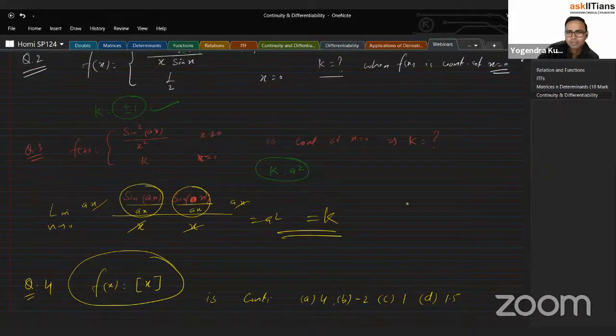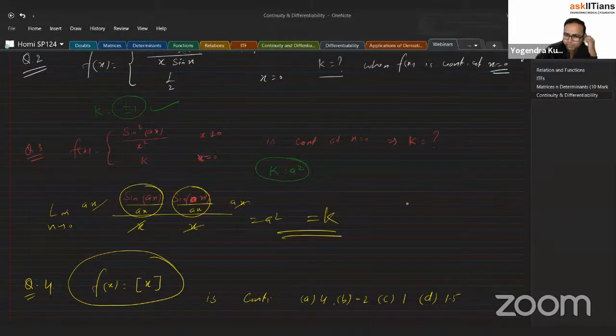Sir, are you asking from the sample paper? Is it there in the sample paper? I don't know.